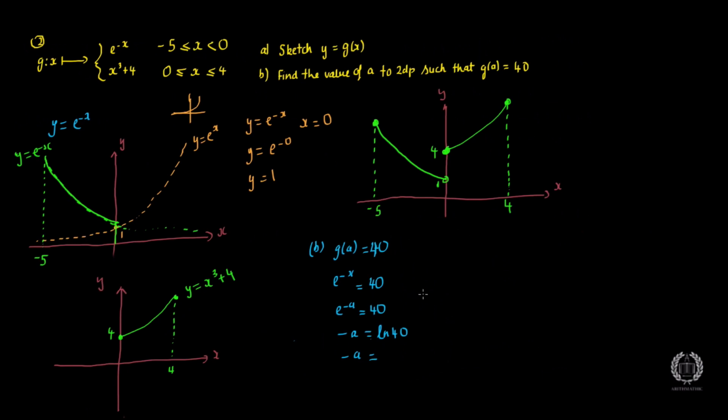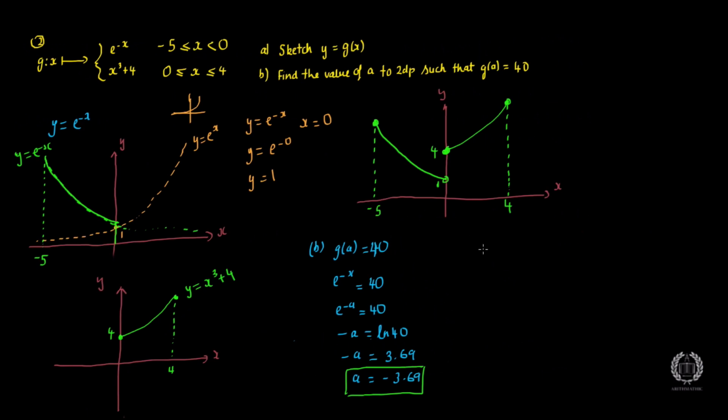It says to 2dp, right? So 3.69, because obviously you need to get rid of the minus. It'll be minus 3.69. So one of your a values is going to be minus 3.69 for this one. And obviously for the other function that we need to find, which is x cubed plus 4.